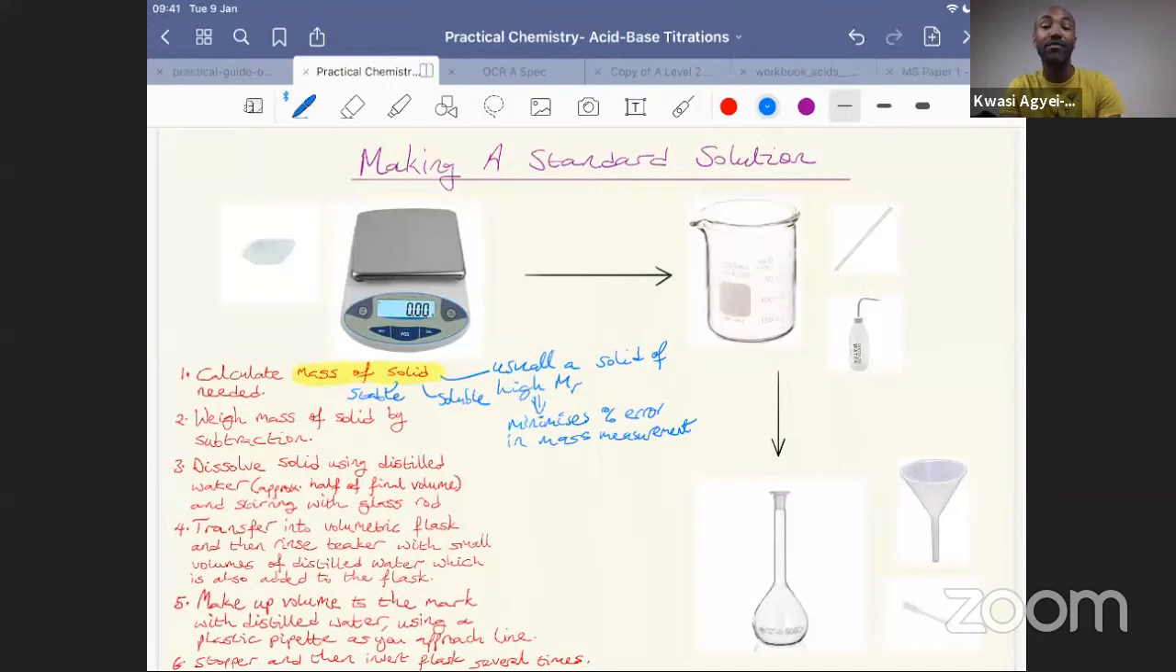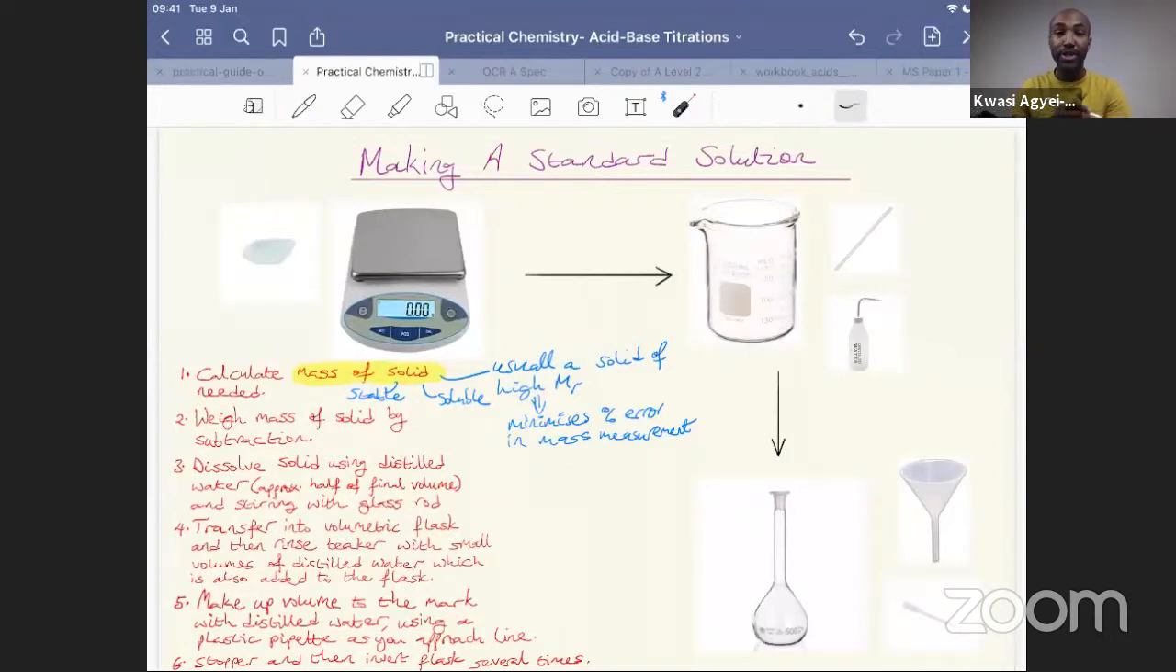Once we've decided on our solid, we need to now measure its mass accurately. We've done the calculation to work out what mass will allow us to get the correct concentration. Now we need to weigh the mass of our solid. And the second step on your screen says to weigh the mass by subtraction. Now this is very important. It's the first tip for you to get accurate results in any titration: measuring masses accurately when preparing a standard solution. Now, what you need to do is tare the balance or zero the balance. Place your weighing boat on that balance.